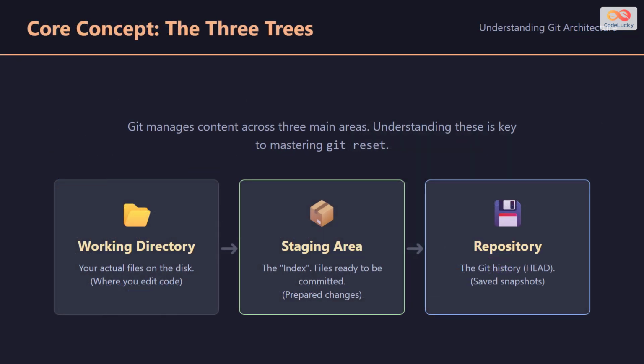To understand reset, you must first understand the three trees of Git. First, you have the working directory, which contains the actual files you are editing on your disk. Second is the staging area, or index, which holds the changes you have prepared to commit. And third is the repository itself, where your committed history lives. Git Reset affects these three areas differently.